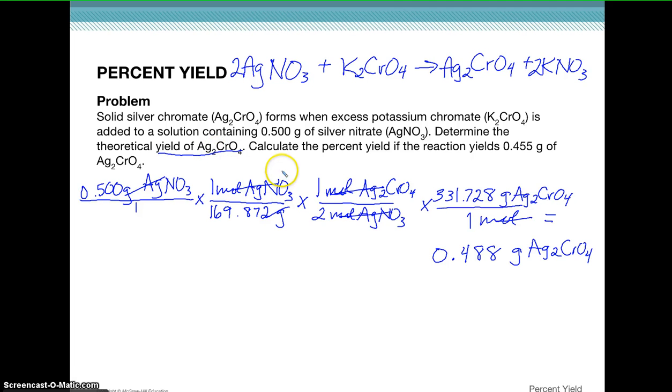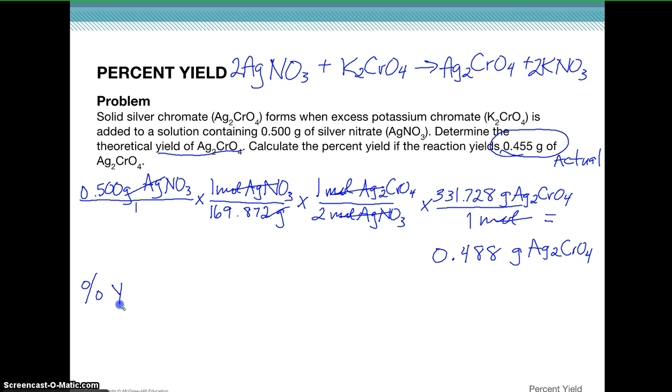Find the theoretical yield. Now, the second part says calculate the percent yield if the reaction yields 0.455 grams of silver chromate. So this number right here, this is the actual. You either have to be given that number in a problem, or when you do a lab, your mass of your product will be your actual yield. So that's not something you can calculate. You have to know that in a problem like this. You have to be given the actual yield.